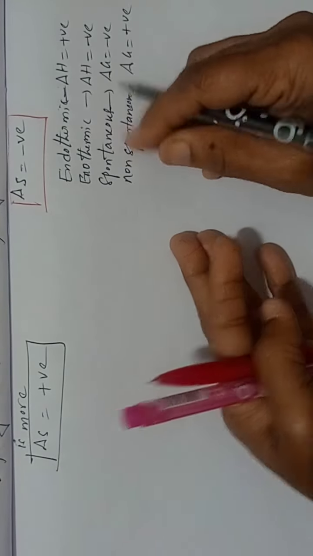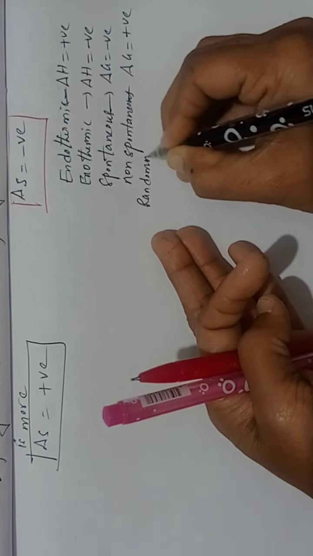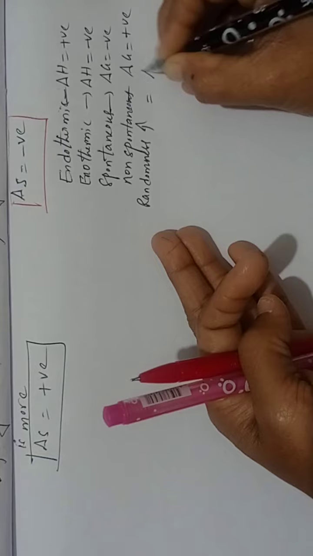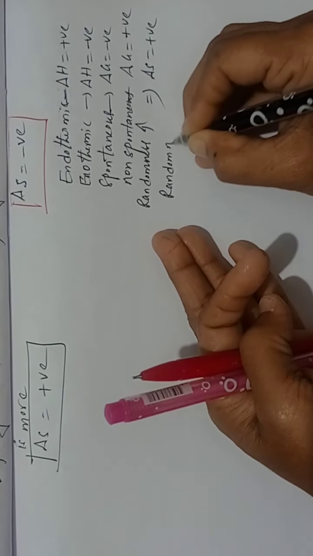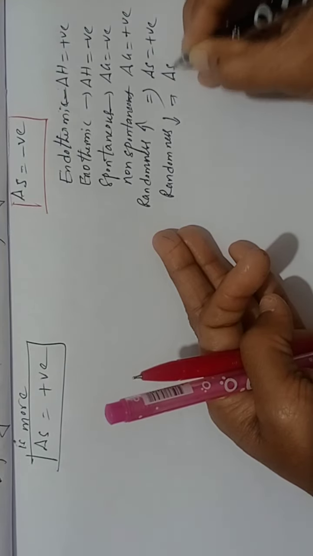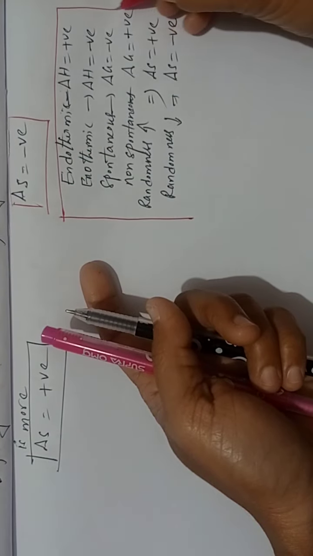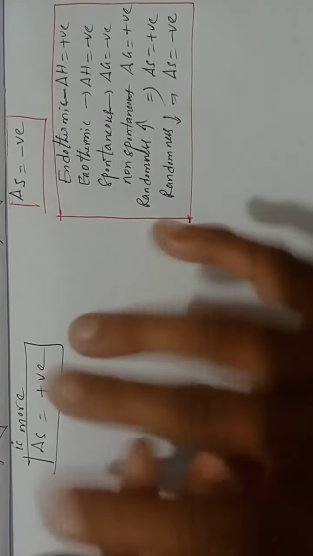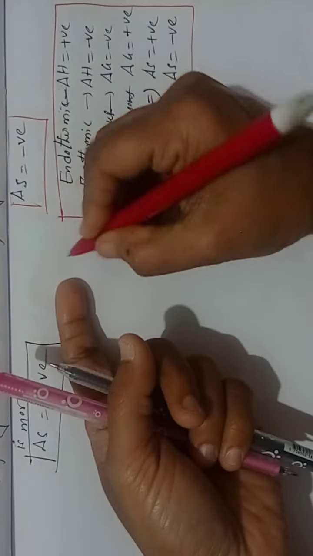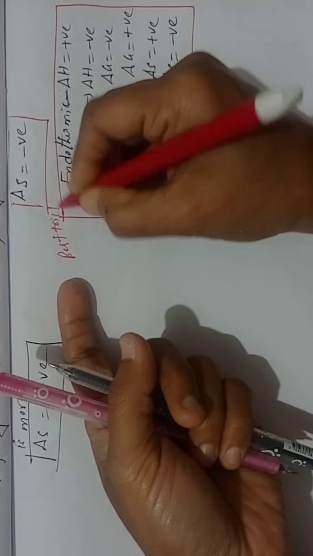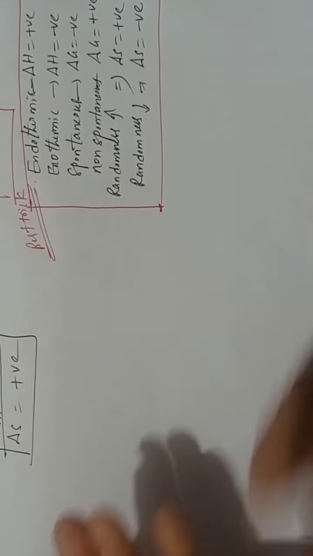Next, entropy. If degree of randomness is more, then delta S value positive. If randomness is less, delta S value negative. So you remember all these points, students, then you can easily understand adsorption. Now see, students, this is the best trick you can easily understand. You have to remember this best trick and practice it, then you can understand this one. See here, now I'm going to discuss adsorption.